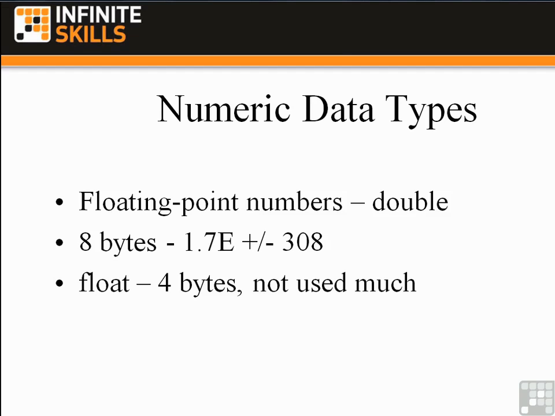Another data type for floating point numbers is the float data type. It only allows 4 bytes of storage, and it's not used all that much in most programs. The range of the floating point data type is 3.4 times 10 to the 38th power, or 3.4 times 10 to the -38th power.